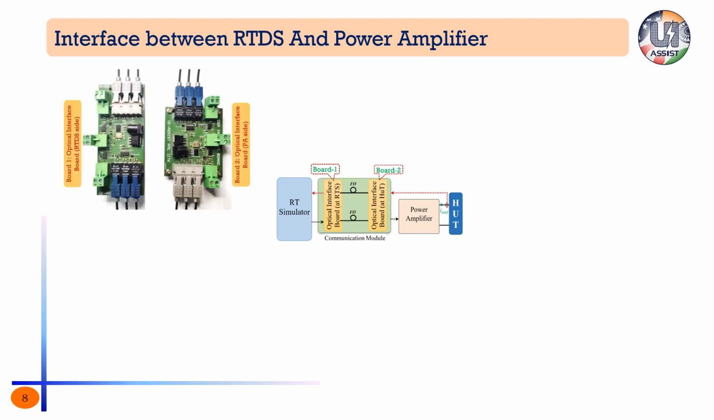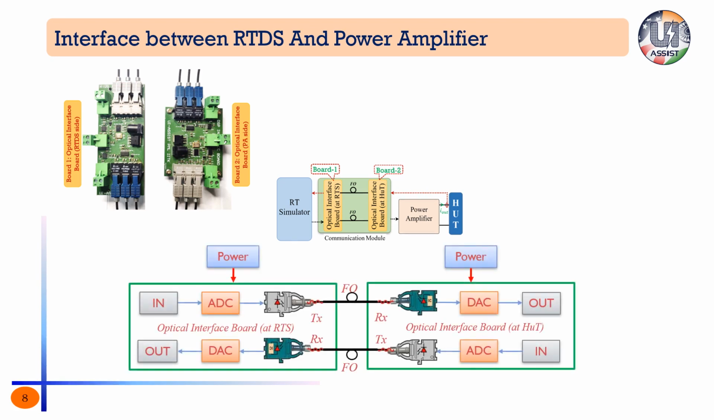This is the board that has been developed and tested at IIT Kanpur. And also, it is the working of this board in which there is one input from RT side, then there is ADC DAC converter and the output at the power amplifier side. And for the power feedback from power amplifier side, there would be input ADC DAC conversion and then output at the RT side.